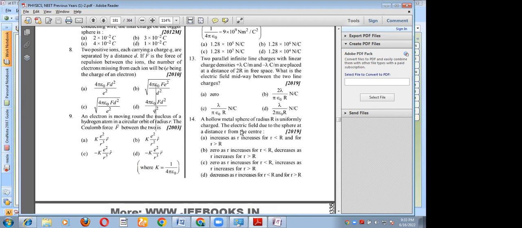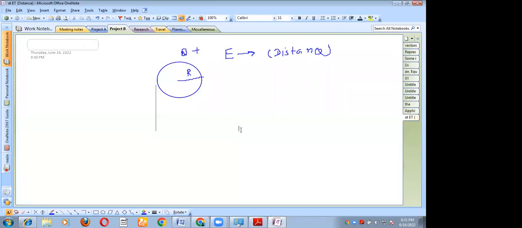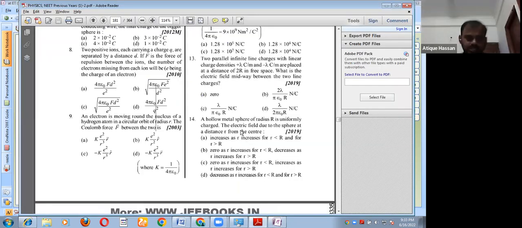So we can use the electric field formula, E is equal to 1 by 4 pi epsilon naught, so E would be KQ by R squared. Electric field is equal to KQ by R squared for a point charge. But if you see here in this question, we have a metal sphere, right? So how can we use the formula of a point charge for a metal sphere?